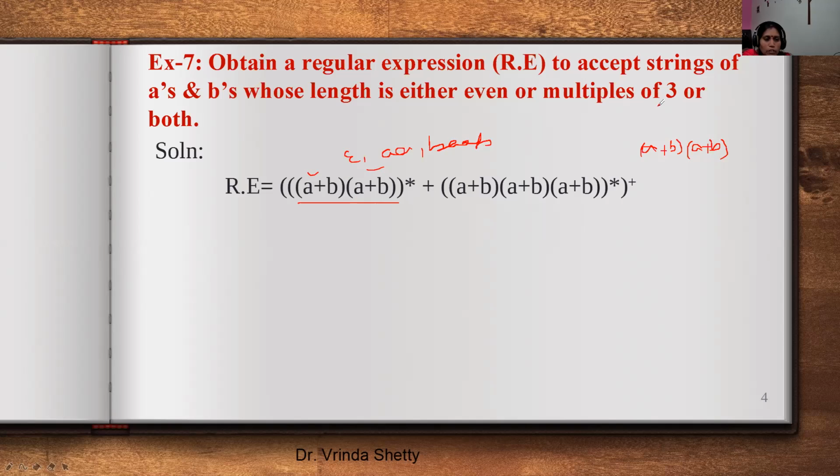How about the other part, multiples of 3? That is, it should be 3, 6, 9, 12. It should be a multiple of 3. You can check here. See here, A plus B, three times, whole star. So it can have 0, it can have 3, 6, 9, 12, 15 like that, multiples of 3. For this or this, as it has been said, either this or this should occur. So that's why for the whole bracket we are going to put the plus. This part will take care of even length, whereas this part will take care of multiples of 3.